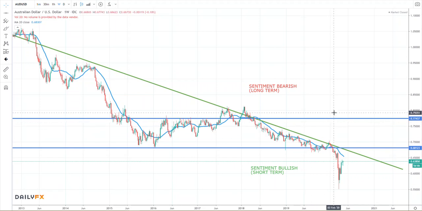This is your weekly analysis for the Australian dollar versus the US dollar.